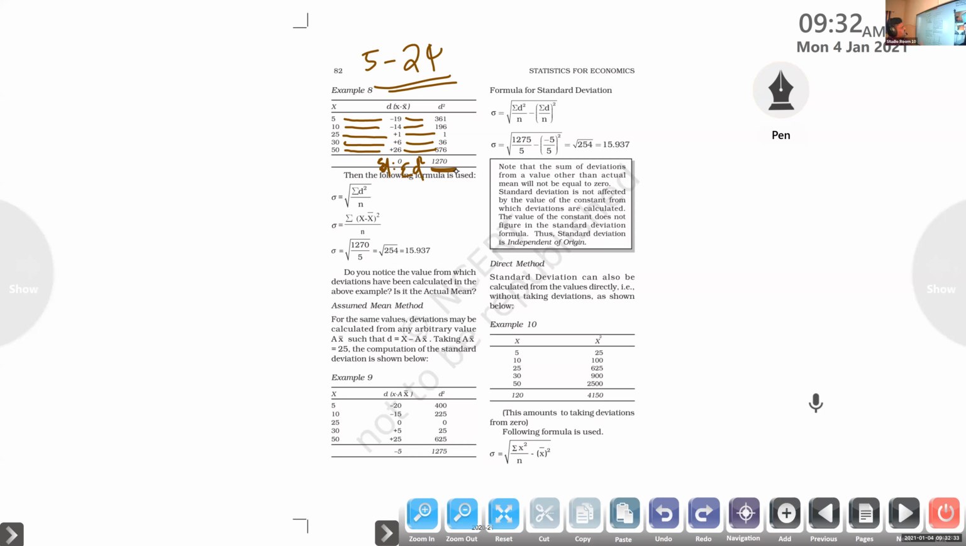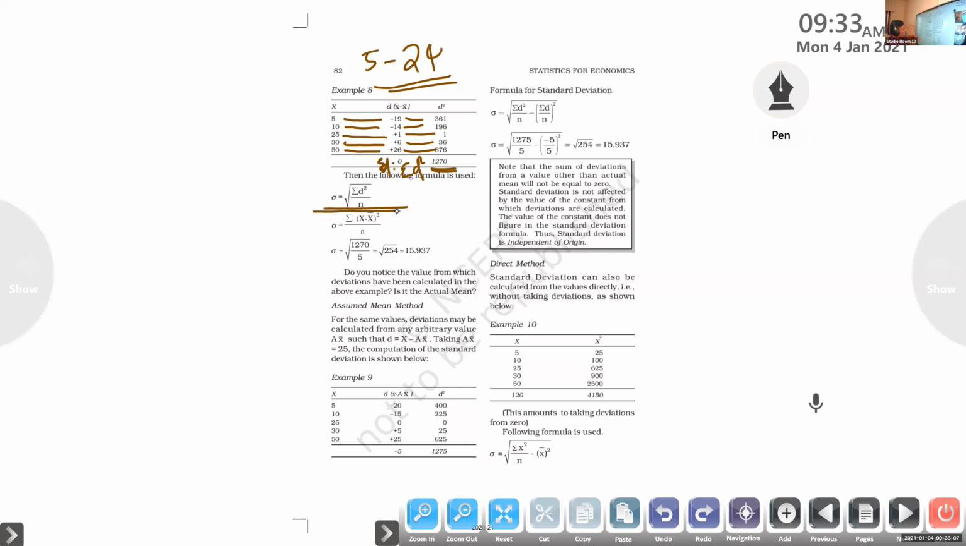Now apply this data in the equation. The equation is like this: sigma is equal to the root of sigma d square divided by n. Or else you can rewrite it like this: sigma is equal to the root of sigma of x minus x bar whole square divided by n. Both are the same. So sigma d square is 1270, and n is 5 here: 1, 2, 3, 4, 5.